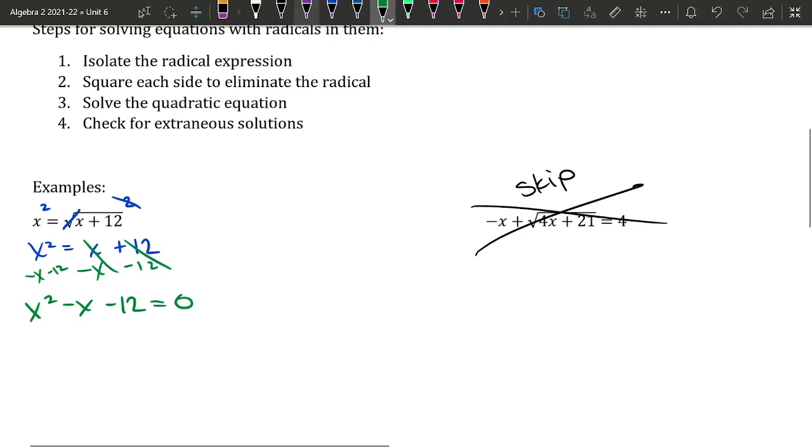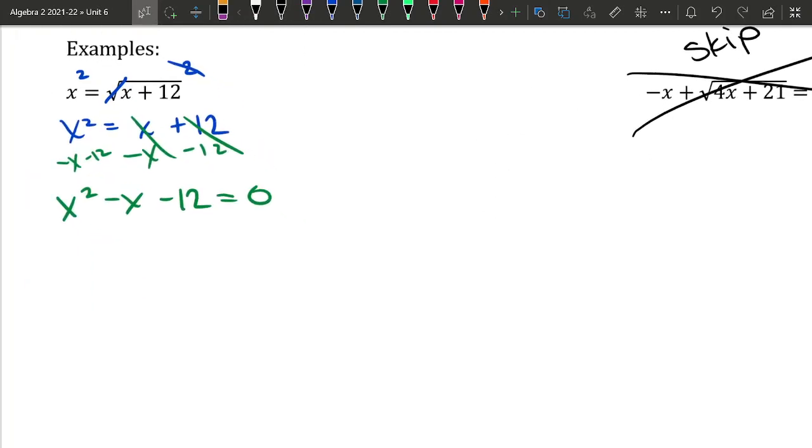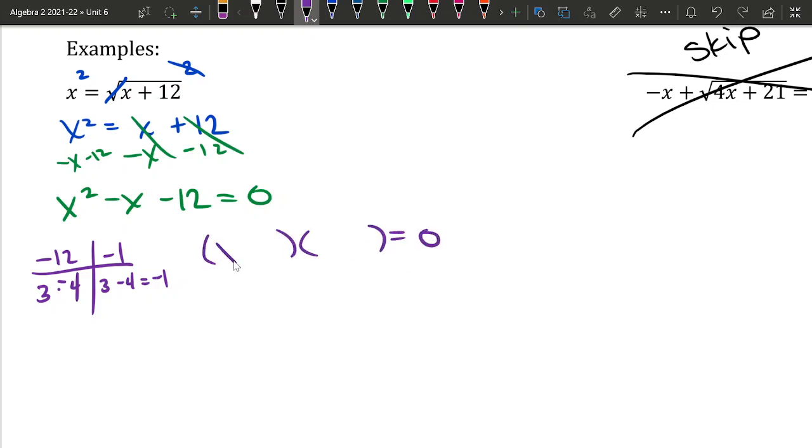So I am factoring, but this is a really simple factoring problem. My a value is 1, so I know I don't have to worry about dividing by a. And I'm going to multiply to negative 12, and I'm going to add to negative 1. So if I pick 3 times 4 as my factors, and then I make the 4 the negative one, then 3 minus 4 is negative 1. Those would work. So I set up my factors. Split up the x's. X plus 3, x minus 4.